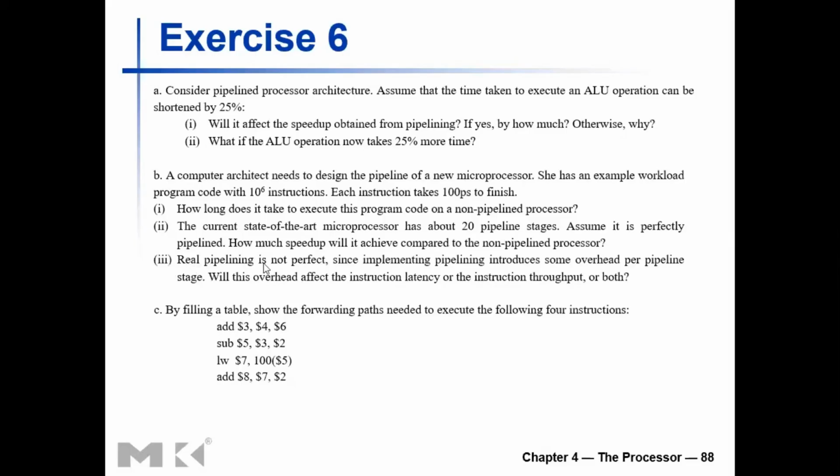So part 3: real pipelining is not perfect, as we have seen. Implementing a pipeline introduces some overhead per pipeline stage and the workload is not evenly distributed. Will this overhead affect the instruction latency or the instruction throughput, or both? What do you think? All right, I don't need a direct answer right now. That is something for you to think about and work out.